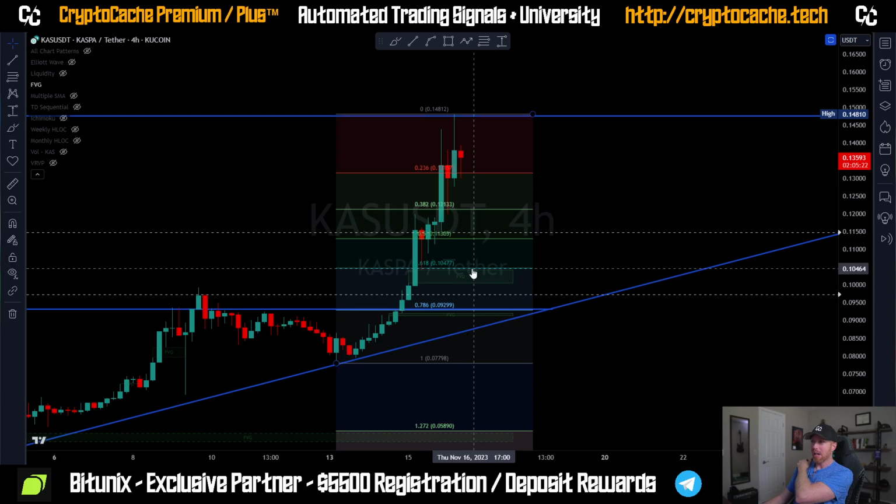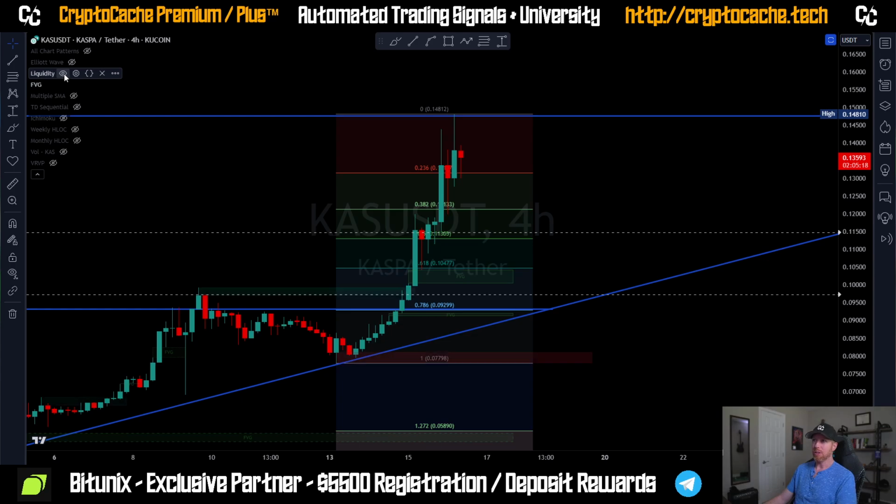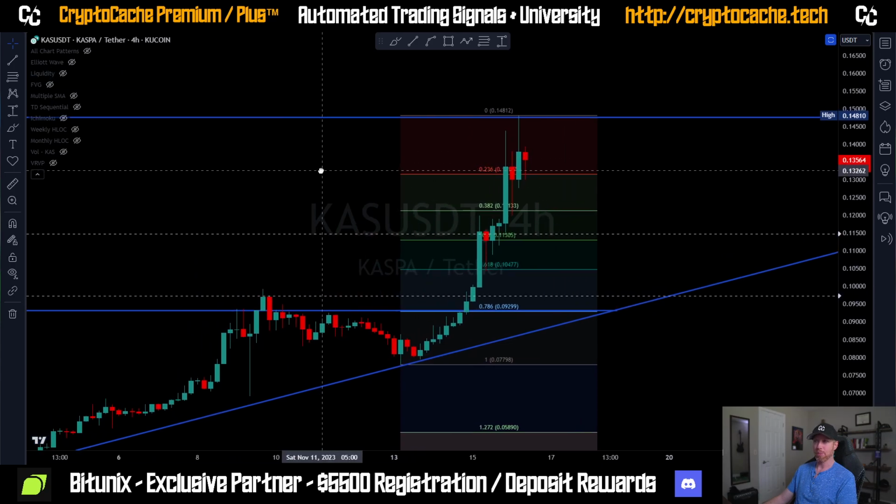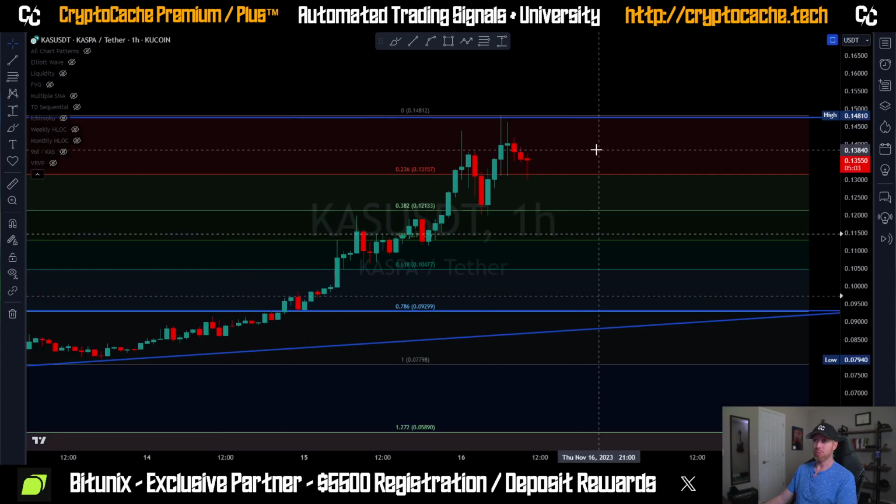We do have a fair value gap here in about the low 10-cent range. If we take a look at liquidity, there are previous liquidity levels that have already been swept. There's a larger one down here at about 7.8 to 8.1, but I'm not super concerned about that because of all the support we have just above the price action there. So all in all, looking fantastic. The 4-hour time frame looks really, really good.